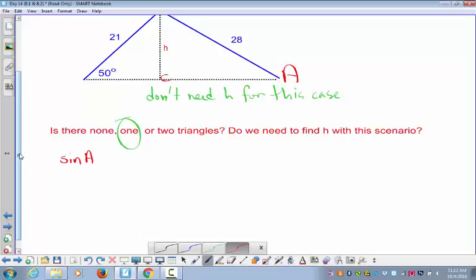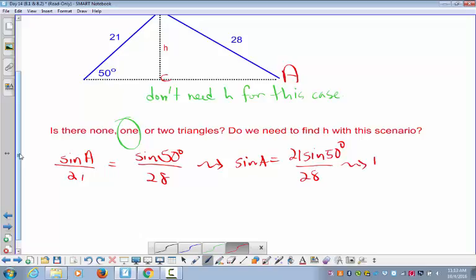So sine of angle A divided by 21. We'll set that equal to our opposite pair, which is the B and the B. So that's sine 50 over 28. So that tells us that we have sine of A equal 21 sine 50 over 28. And that tells us that angle A is the inverse sine of all of that mess. So what do we get for angle A rounded to the nearest degree? We type all that in.